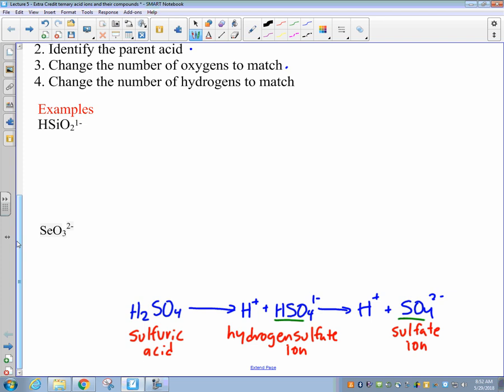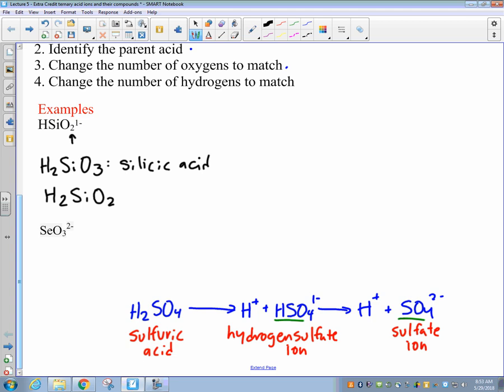That species HSiO2 1 negative is a ternary acid ion derived from the dissociation of an acid in the silicic acid family. Silicic acid has a formula listed on your common ion sheet of H2SiO3. So that's the parent acid. Our ion has fewer oxygens than the parent acid, which means we first need to modify the name of our acid. So this ion, HSiO2 1 negative, would have been derived from the species H2SiO2.